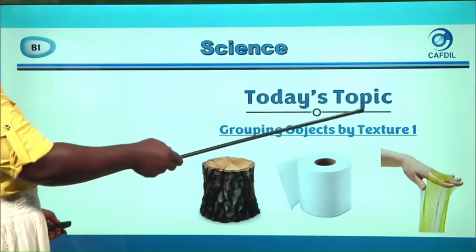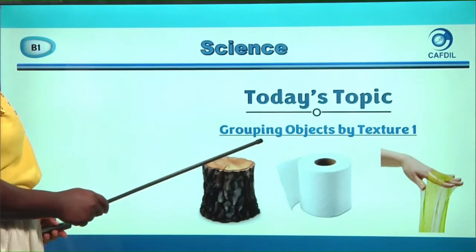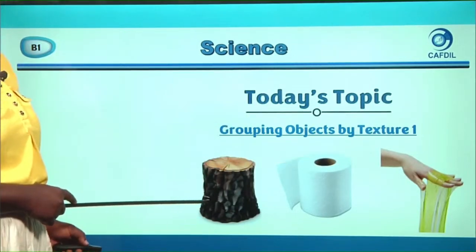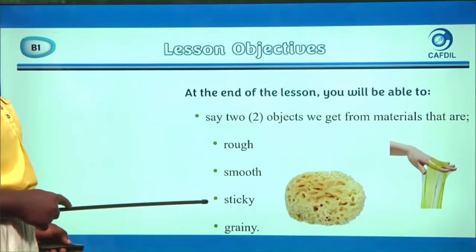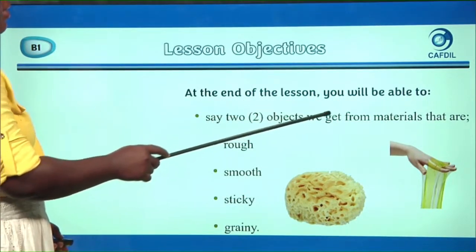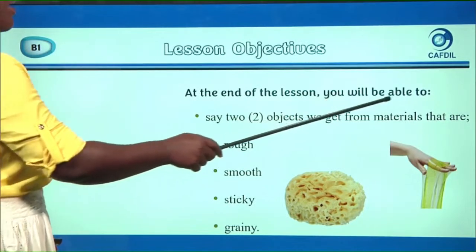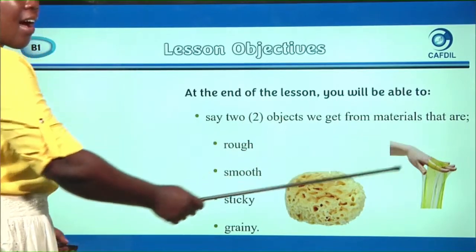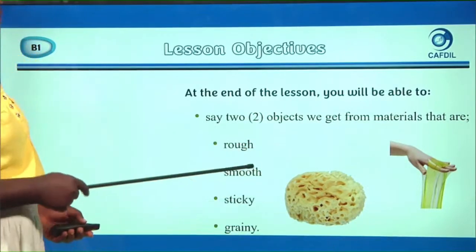So our topic for today is grouping objects by texture. So let's observe the pictures we have here. At the end of the lesson, you will be able to say two objects we get from materials that are rough.